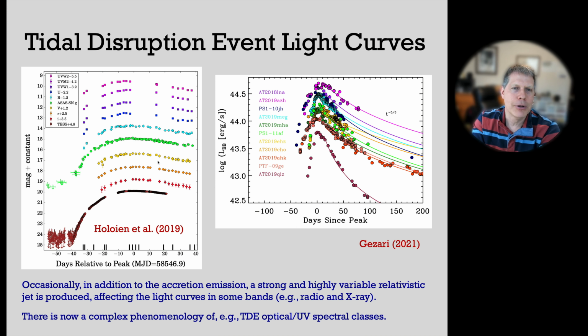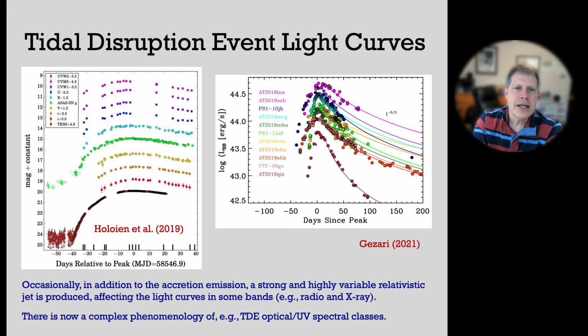And here are just a couple of nice examples of light curves of these tidal disruption events. Here is one where an individual event is being measured in multiple photometric bands. And you can see the detailed light curves they've obtained for this tidal disruption event. And then here is a plot where they show a variety of different tidal disruption events and their characteristic light curves. Okay, this is the luminosity of the black body component of the tidal disruption.